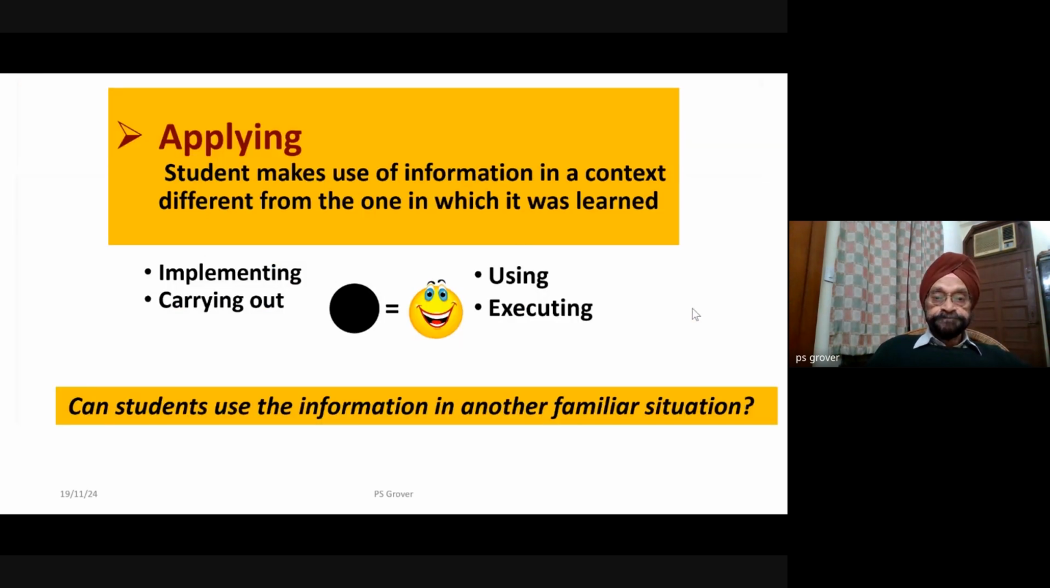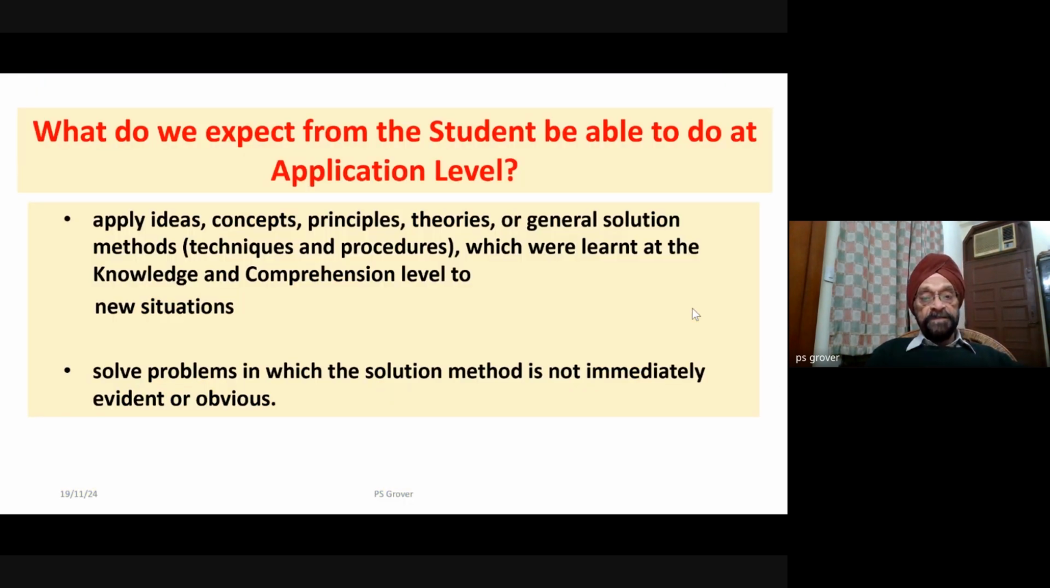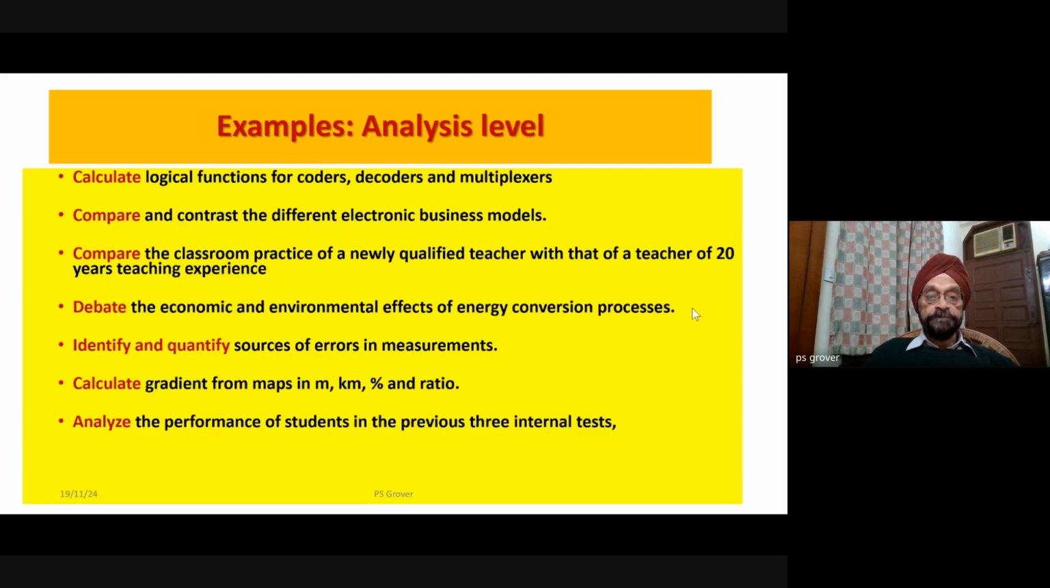Now, when he's at the application level, then the student should be able to apply ideas, concepts, principles, theories, or general solutions to various, even maybe difficult, situations which he has not done earlier, which were learned at the knowledge and comprehension level, to newer situations. We see here, earlier he could do the problems which were already there by using known methods. Now he is able to apply them to solve problems in newer situations. So solve problems in which the solution method is not immediately obvious or clear.